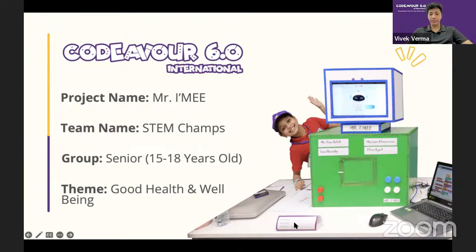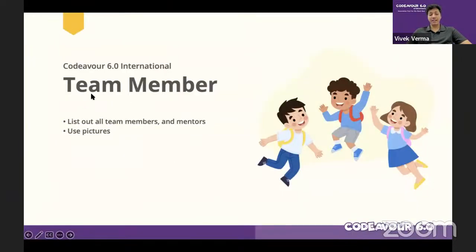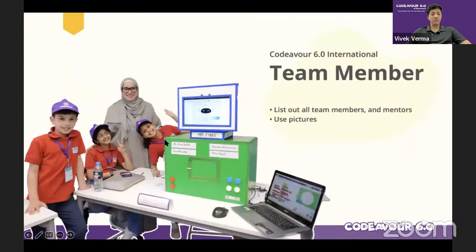Then the second slide will be the team members. You have to list out all the team members, give their names and their ages. You can mention your school name and your mentor's name. So basically, the entire team's details will be covered on this slide. For example, like this. In this picture, you can see the mentor and all the participants with the project. I haven't added their team names and any other detail, but you have to mention it over here.